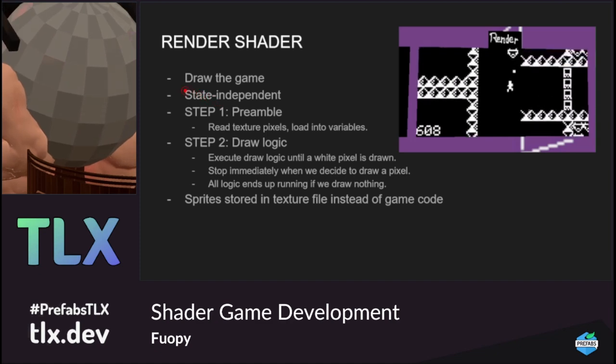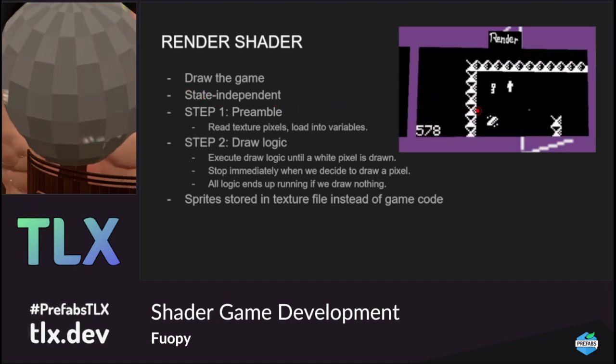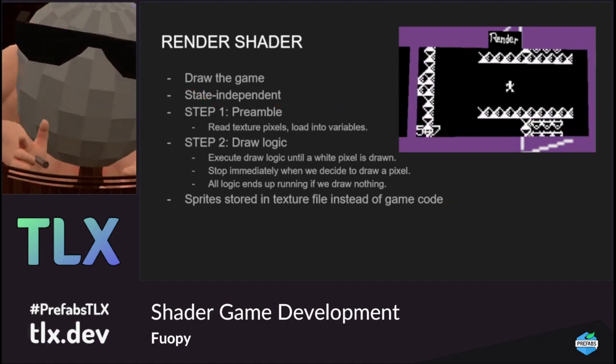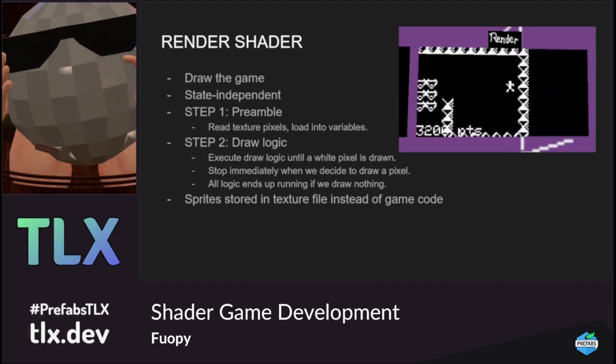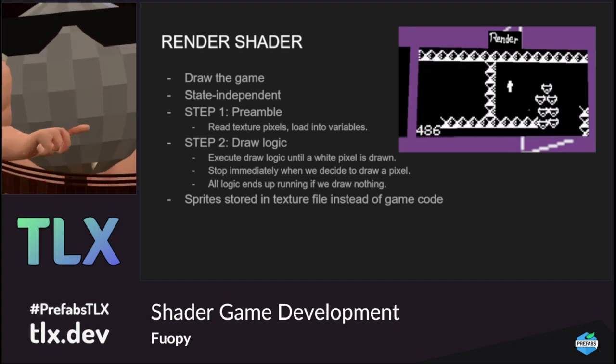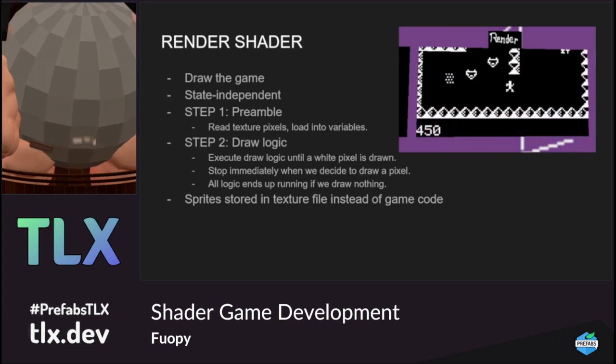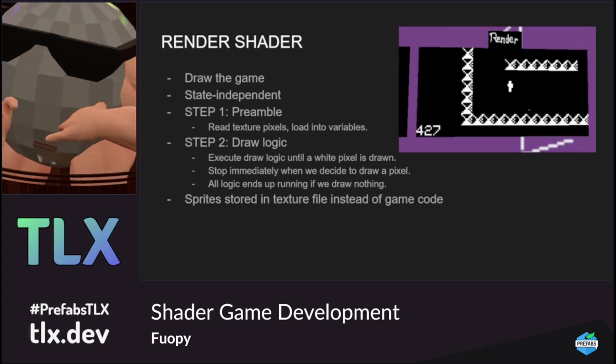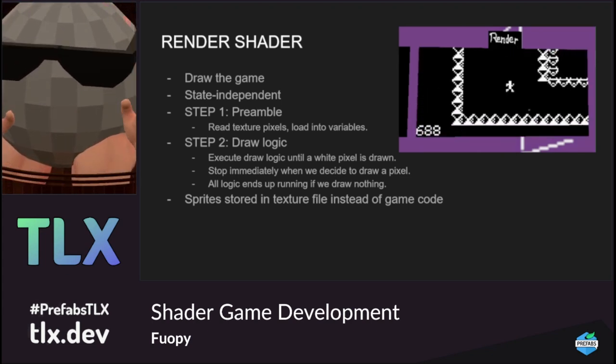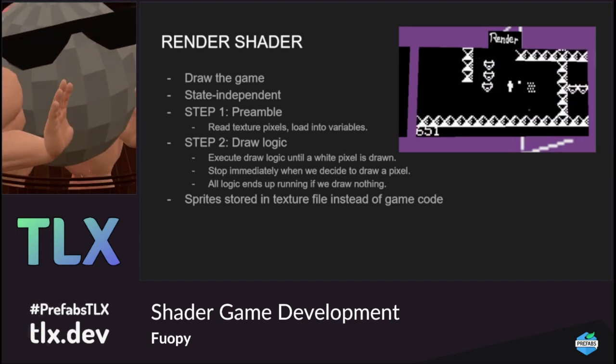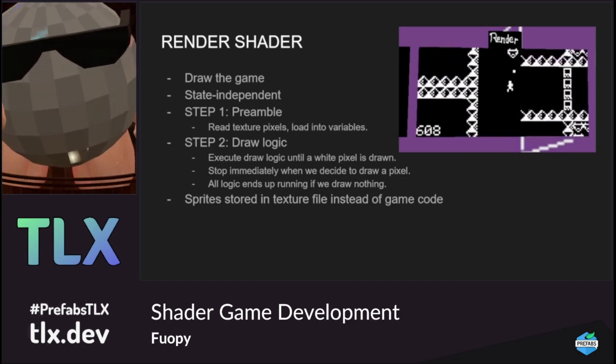Now, I have this word "state independent" here, it's kind of a weird word, but basically by that I mean all the truth for what to render is stored in the logic shader, not in the render shader. This shader does not maintain any internal variables or internal state whatsoever. All the truth in the logic shader is read directly by this.